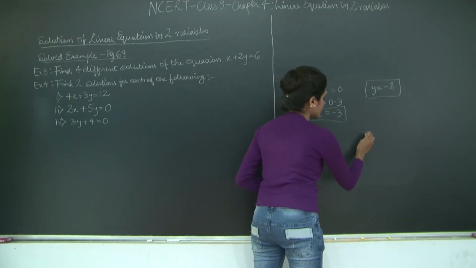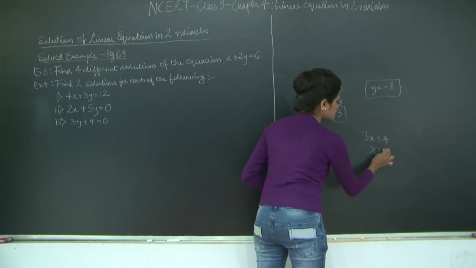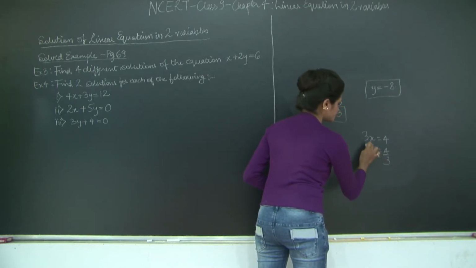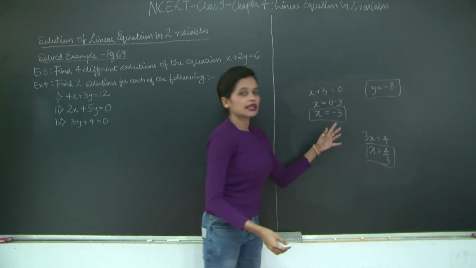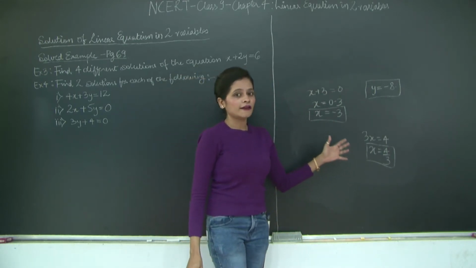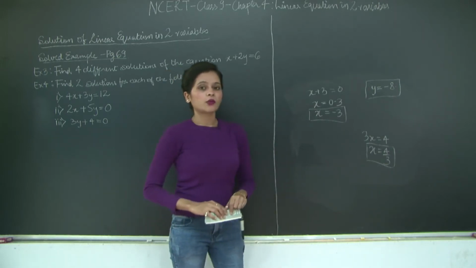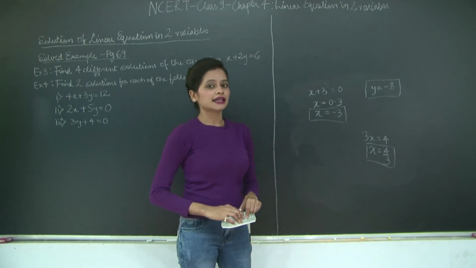If I take something like 3x is equal to 4, what do I get? x is equal to 4 upon 3. So do you notice one thing, that linear equations in single variables are just going to give you one and only one solution for your variable, which can be plotted on a number line. So there exists only one unique solution for linear equations in single variables.